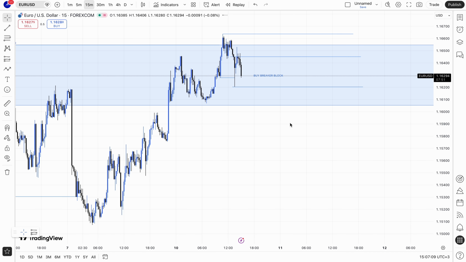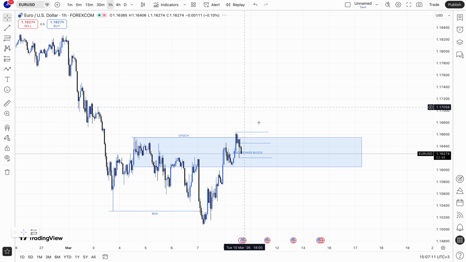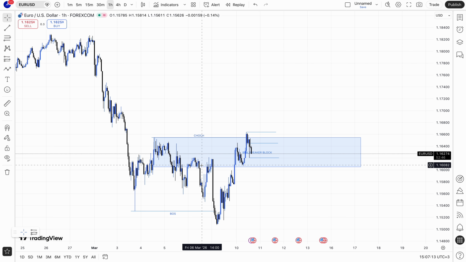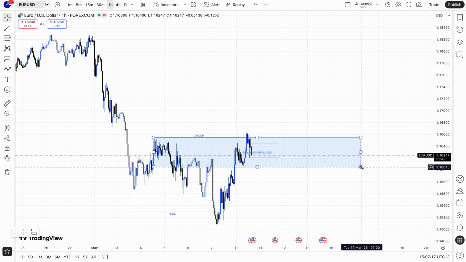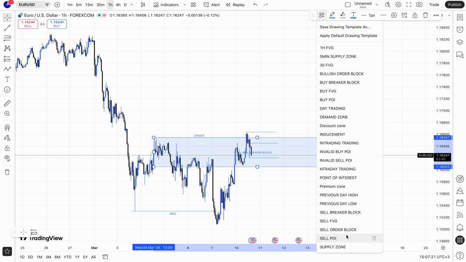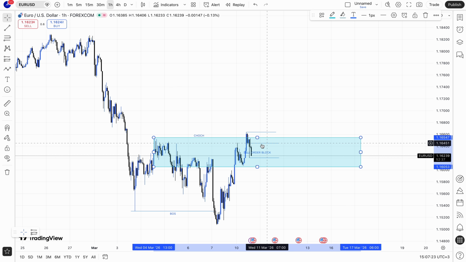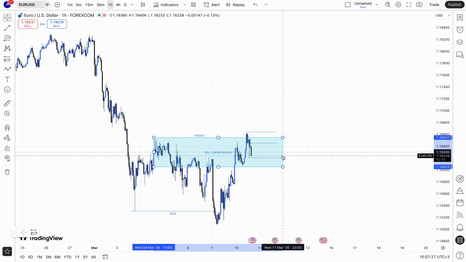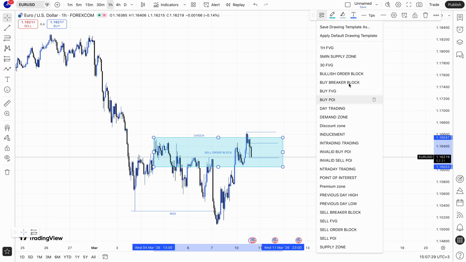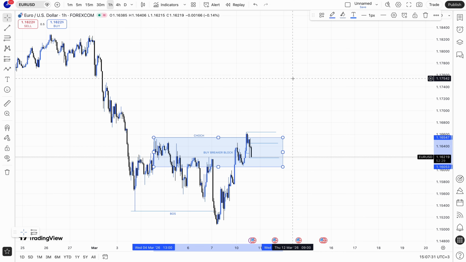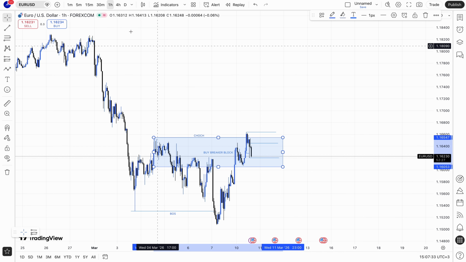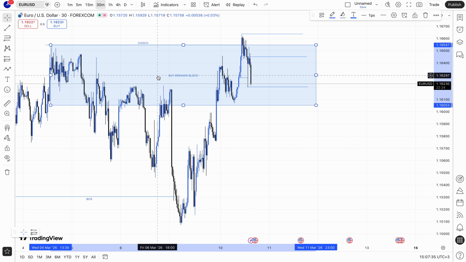Then for Euro USD, you can clearly see at our break of structure, then we had our change of character. But before we had this change of character, this was our bearish order block, right? Then after this bearish order block was disrespected, automatically it became our bullish breaker block, right? Now we are waiting for the two scenarios.